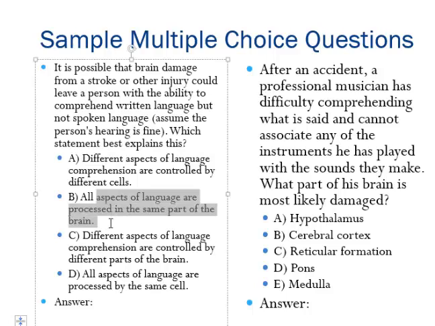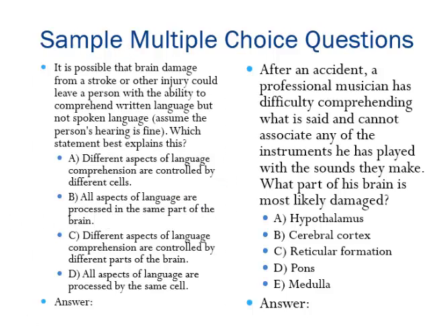That wouldn't make any sense, because then if there was damage to one part, it should damage all skills equally. C, on the other hand, looks pretty good. Different aspects of language comprehension are controlled by different parts of the brain. And by the way, again, like I mentioned earlier, I hope you're all pausing before I give the explanations in order to try to see if you can answer them yourself. I think that would be the best way to do it.